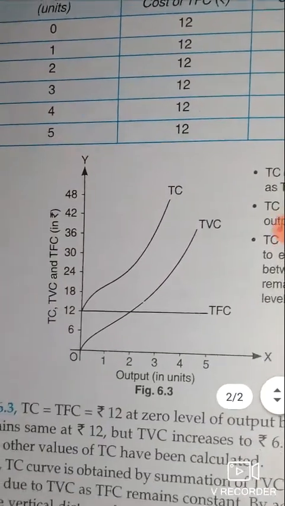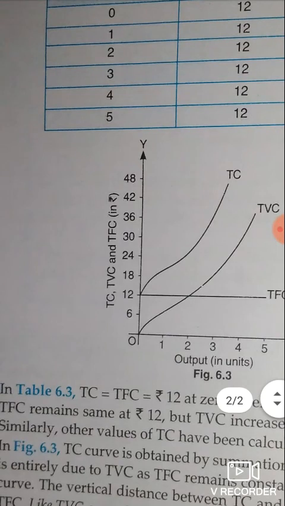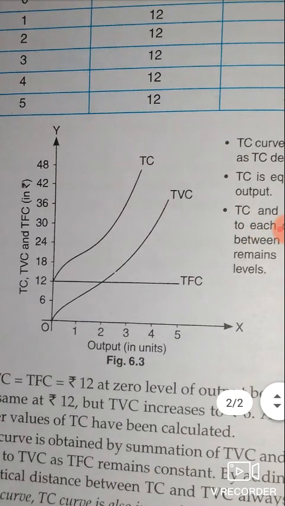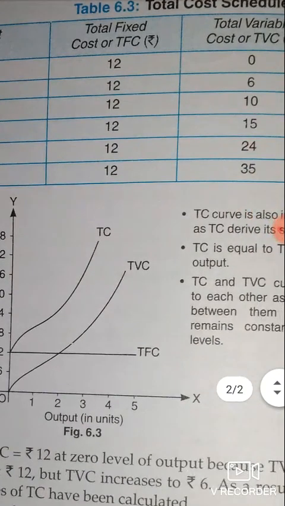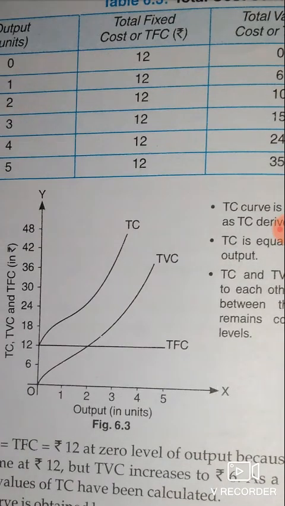If the same information is represented on the diagram, the three curves can be derived on the basis of all this information. As you see, TFC is parallel to the x-axis because it does not have any change, either the production is 0 or 5. TC and TVC both are inverse S-shaped. In the previous class, I have explained to you why they are inverse S-shaped.